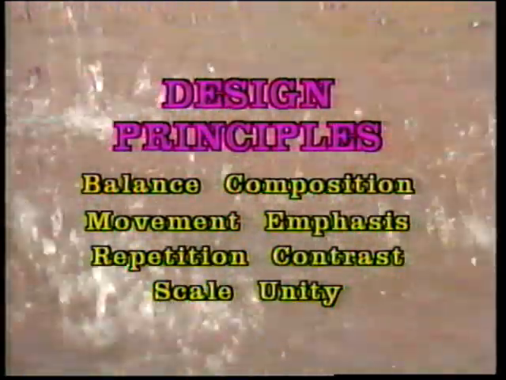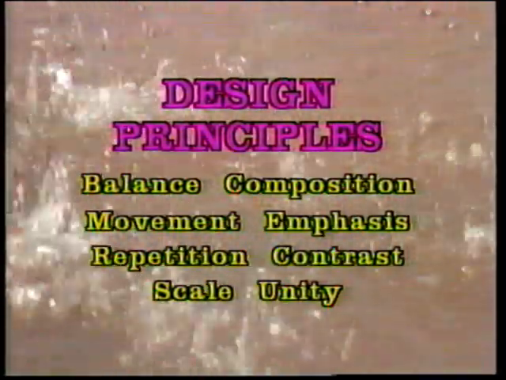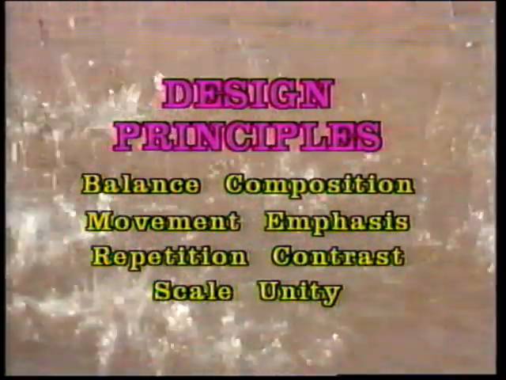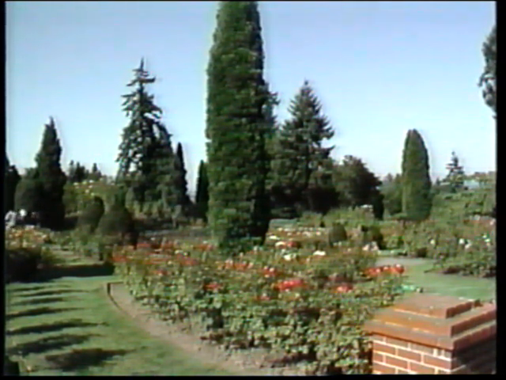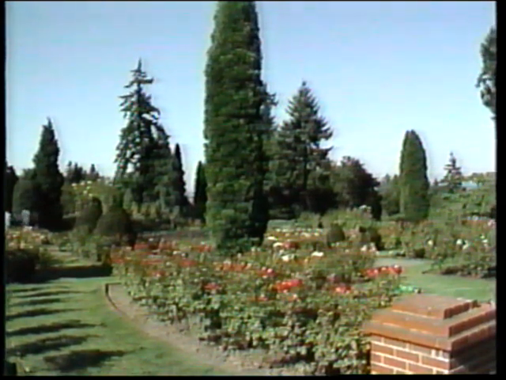In this program, we'll discuss the design elements of line, shape, texture, and color, and the design principles of balance, composition, movement, emphasis, repetition, contrast, scale, and unity. The photographer, unlike the painter, however, normally does not add lines and shapes and other elements to his composition. Instead, he recognizes the elements in the environment, sees an arrangement of visual forms, and isolates them with his frame to structure the photograph.